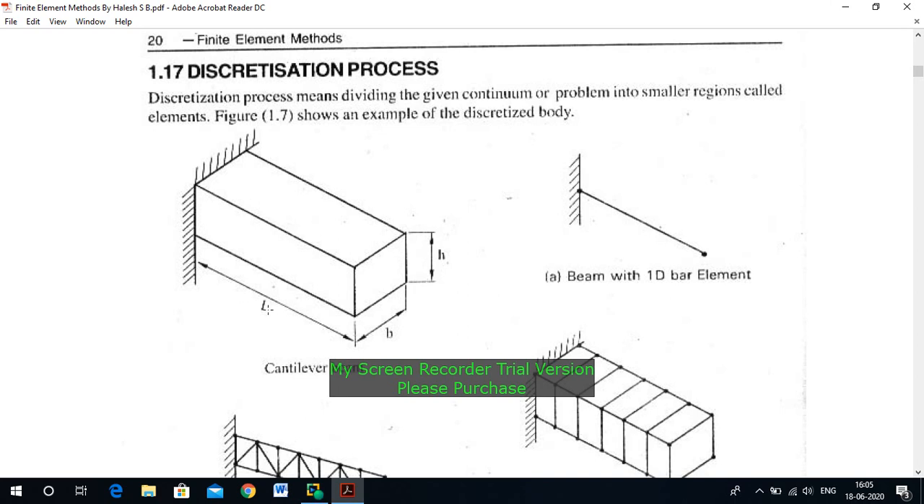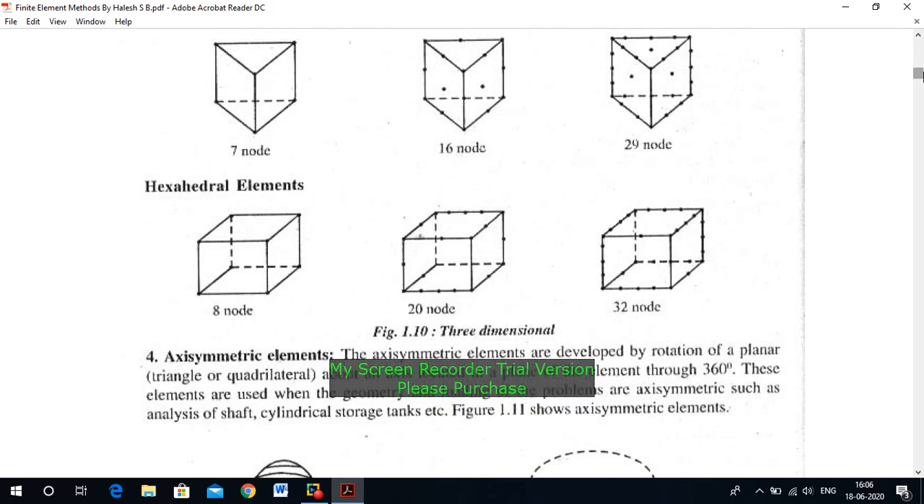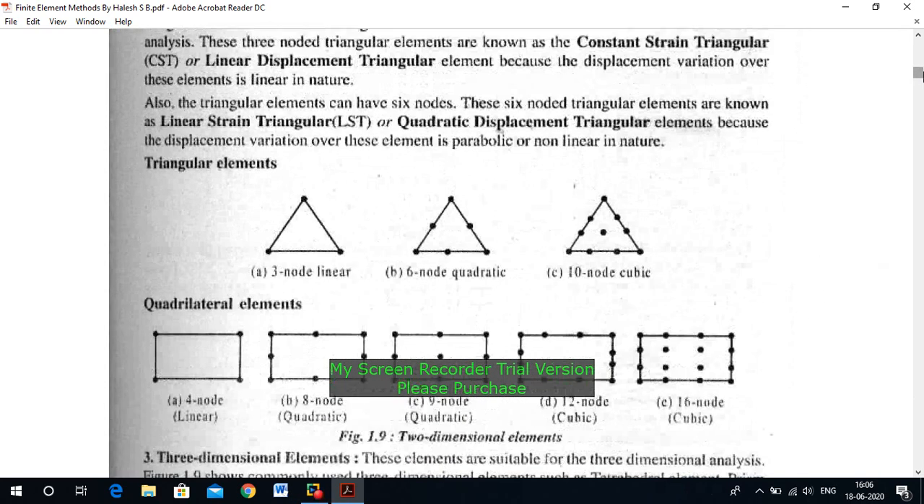Let us consider L is the length of the cantilever beam, B is the breadth and H is the height. So if you draw the FE model for this cantilever beam, you will get the beam with 1D bar elements after the discretization process. It consists of two nodes, node 1 and node 2.